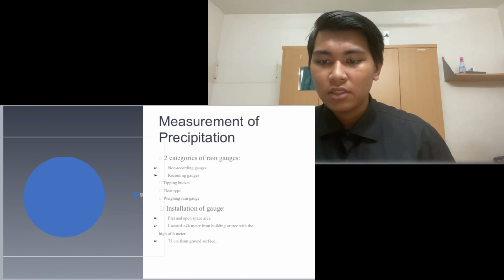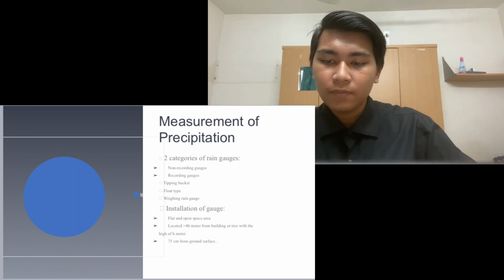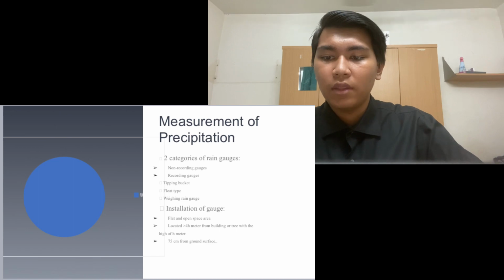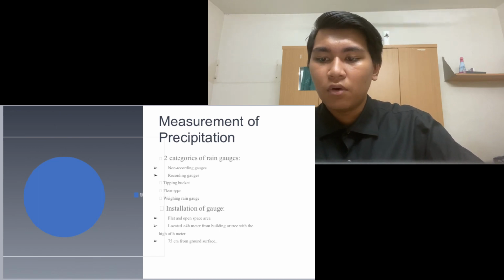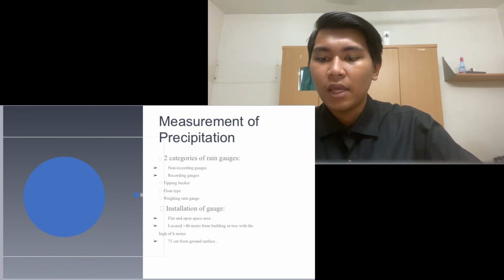For installation of gauges, there is a procedure. Number one is a flat and open space area located 4 meters from a building or tree with a height of 8 meters, and 75 cm from the ground surface.